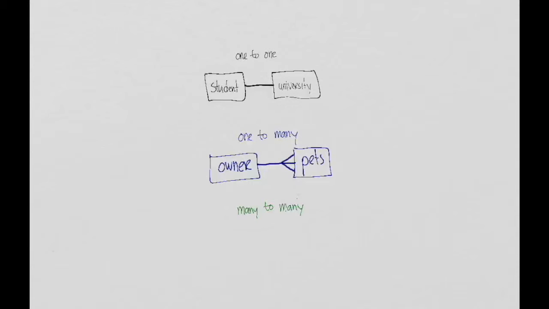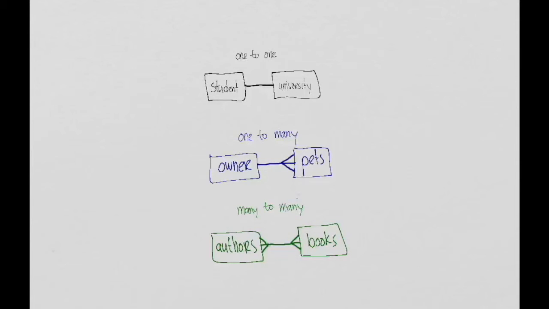There are 3 main types of relationships between tables: one-to-one, one-to-many, and many-to-many. An example of a one-to-one relationship is when one student is going to one university. A one-to-many example is when one owner has many pets. And a many-to-many example is when a book has many authors and an author has many books.